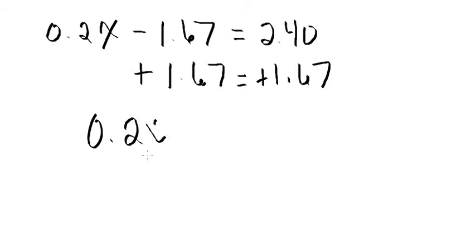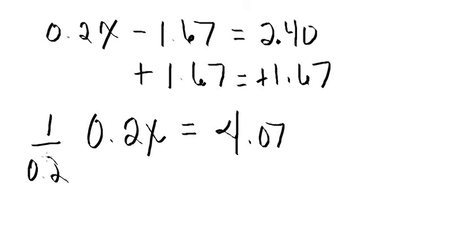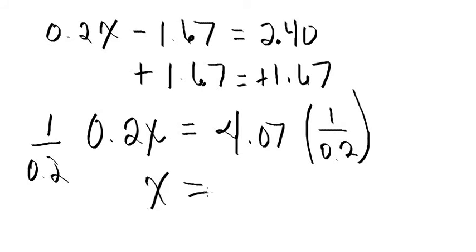We're left with 0.2x is equal to, what's that going to be equal to? 2.40 plus 1.67 is 4.07, I think. And then once again, we're going to multiply both sides by 1 over 0.2. Multiplying both sides, that gives us x is equal to 1 over 0.2 times 4.07, which should leave us with 20.35.